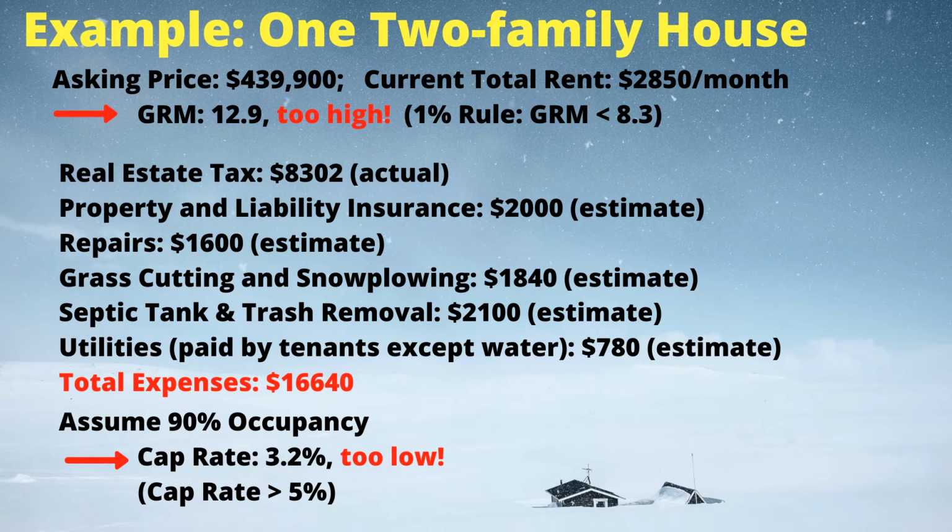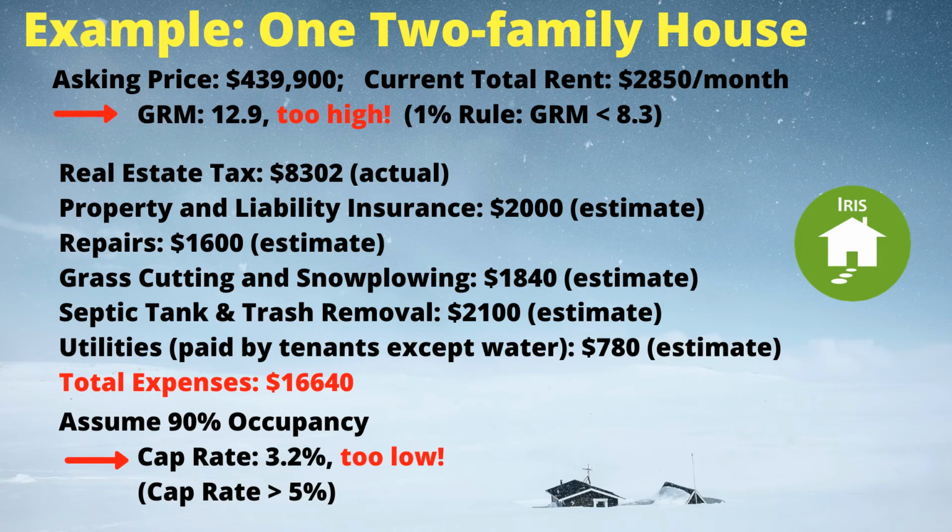Let's look at an example duplex house I once looked at. The asking price is $439,900, and the current total rent is $2,850 per month. The very first thing that pops up is it doesn't meet the 1% rule. Assuming I have to keep the rent the same, then I need to get this place at $285,000 or below. Well, it wouldn't happen.